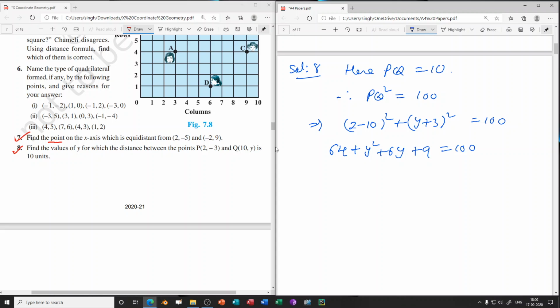So let's solve this one. y square plus 6y plus 73, and this 100 will come to this side. So minus 100 equal to 0. And this will give us y square plus 6y and 73 minus 100, that will give us minus 27 equal to 0. Now what we can do, we have to use splitting the middle term, and for that we have to multiply the coefficient of y square with the constant. So we can work that out in rough here.